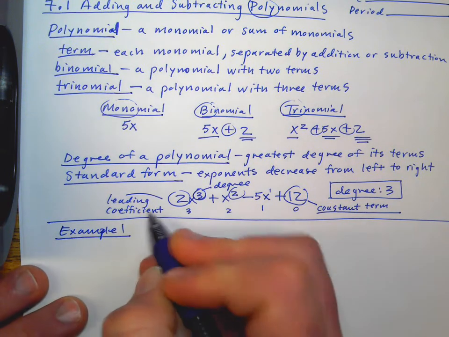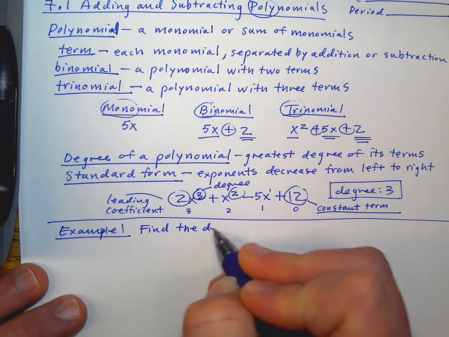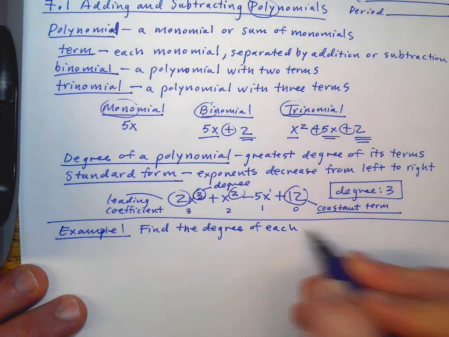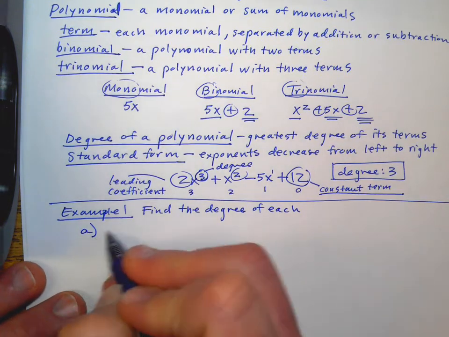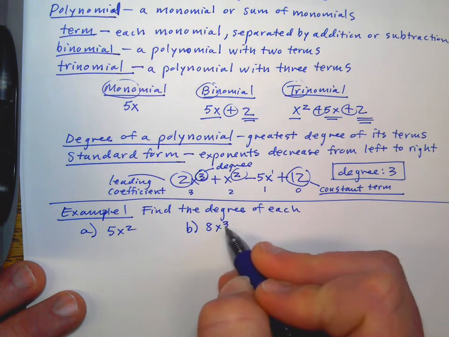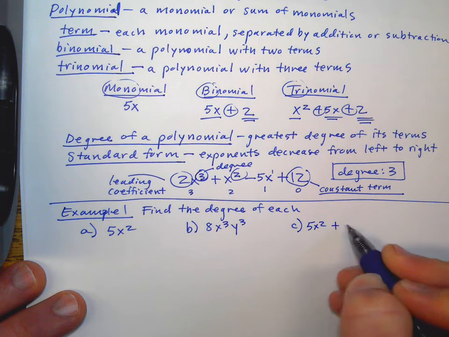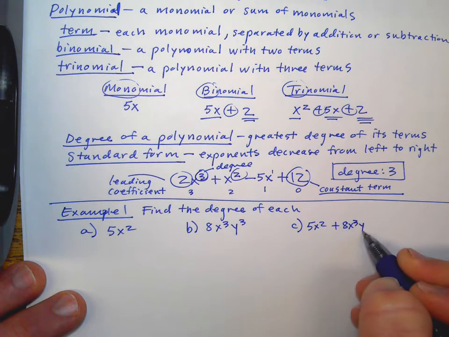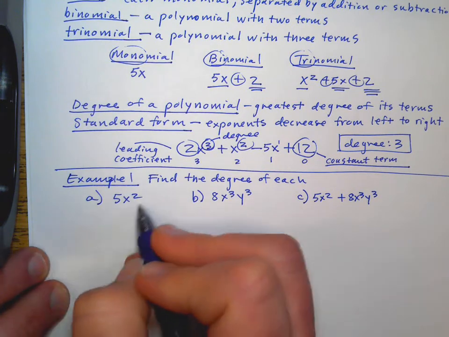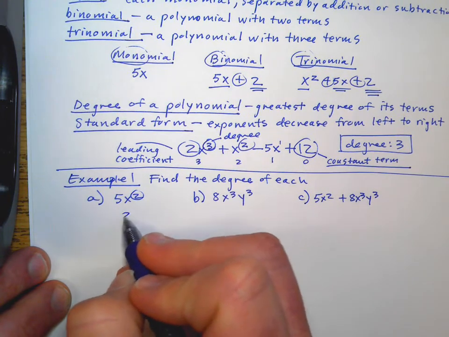Let's do some examples. So, example 1. Find the degree of each polynomial. Okay? So we're going to do a few here. 5x squared, 8x cubed y cubed, 5x squared plus 8x cubed y cubed. Okay? So this is a monomial, one term. The degree of that term is 2, so the degree of the whole thing is 2. It's the highest power.